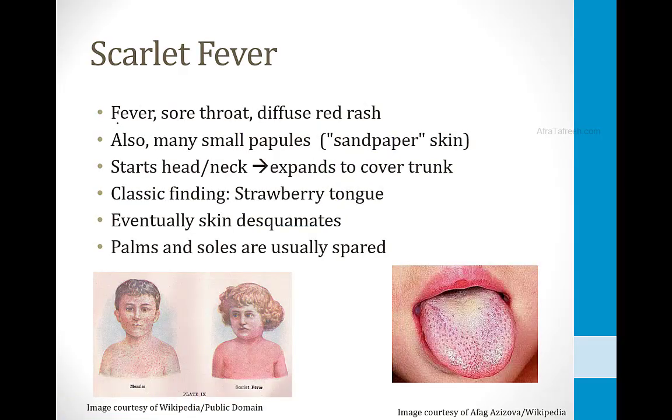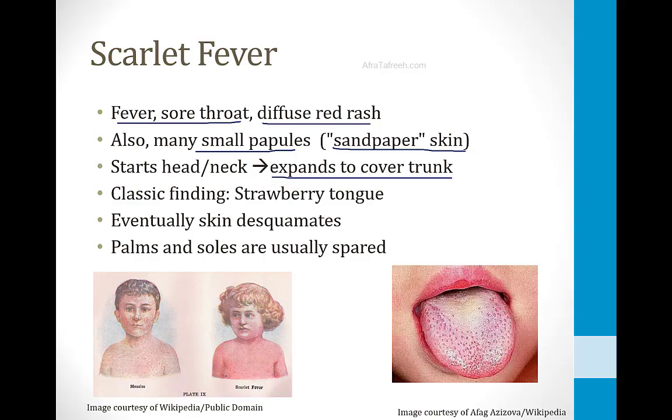Scarlet fever begins with fever and a sore throat, typical strep pharyngitis symptoms, and then it's followed by a diffuse red rash. The rash typically has many small papules, so it's described as sandpaper skin. It starts in the head and neck, and then it expands to cover the trunk.